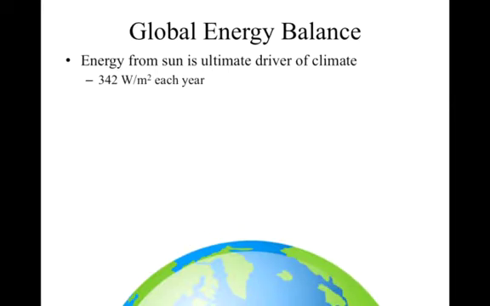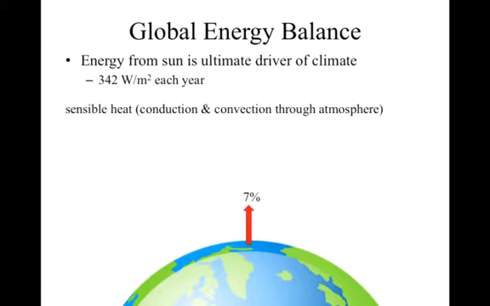Now we're going to look at energy losses. And I want to be a little careful here. You're going to see that the total losses end up more than 100%, but what we're looking at is the percent of that 342 watts per meter squared. So the first source of loss is sensible heat, and this is heat that gets transferred through conduction and convection through the atmosphere. As the winds blow over the Earth's surface, they take heat with them, and that heat gets removed from the Earth's surface, and that's what we call sensible heat. So about 7% of 342 watts per meter squared is lost through sensible heat.